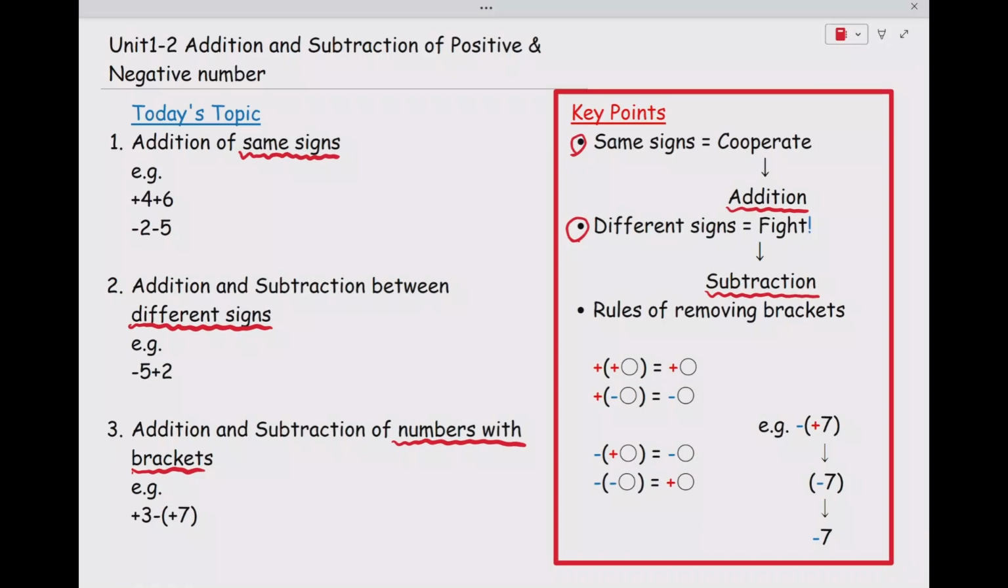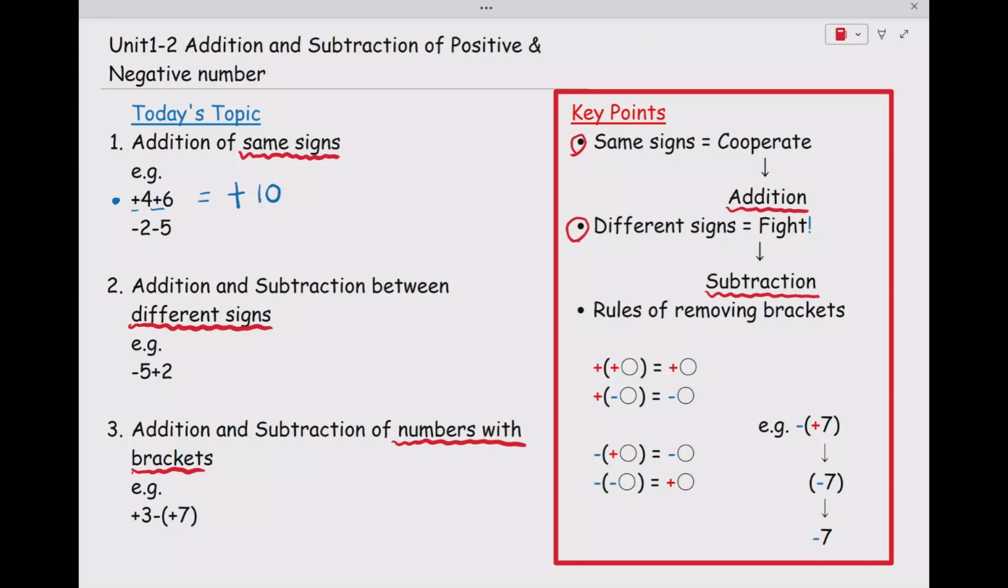Let's take a look at the questions together. Question number 1. Plus 4 plus 6. Both signs are plus. That means they are in the same plus team. Remember the important point. The same sign cooperates with each other. Teammates cooperate. So, just add them together. Add 4 and 6, then you get 10. Since the signs are the same, they remain plus. So the answer is plus 10.